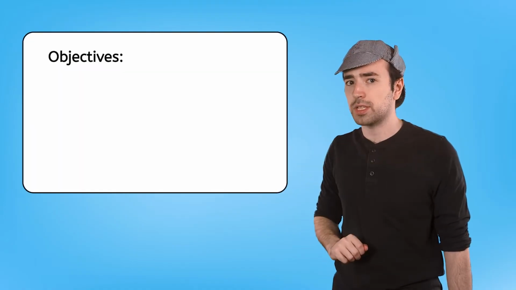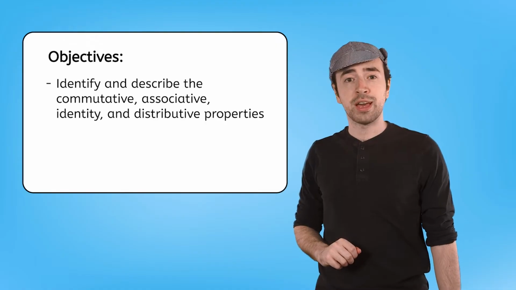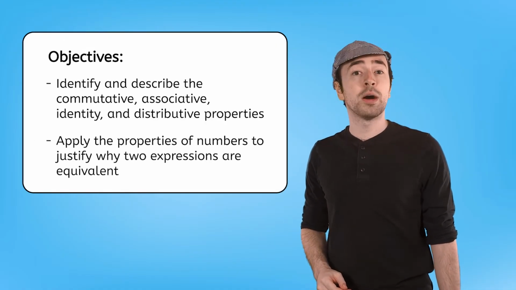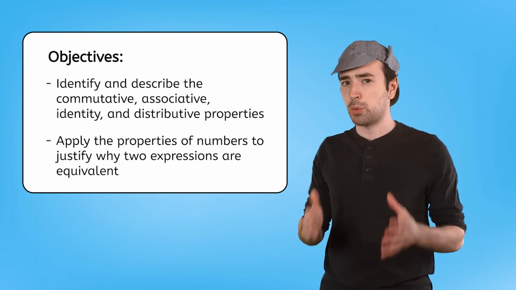To help us recover the stolen item, we have two objectives. First, we'll identify and describe the commutative, associative, identity, and distributive properties. Second, we'll apply those properties of numbers to justify why two expressions are equivalent.